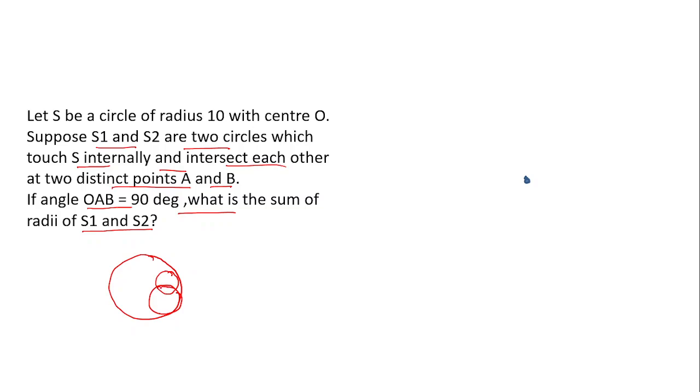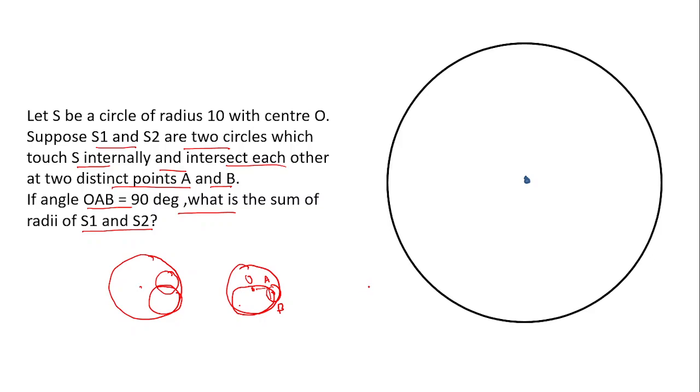This is a chord, and let's draw a proper diagram. Let this be the center O, and somewhere here there is a point A and a point B here. Two circles are there, and though I am not very diagrammatically correct, the idea is two circles having the same chord need to be drawn so that they touch the bigger circle internally. So here is the clear diagram.